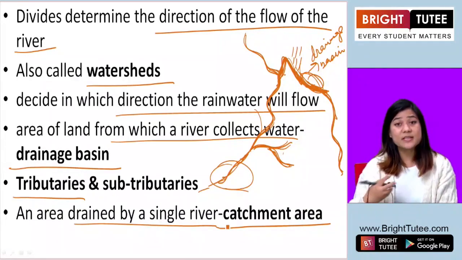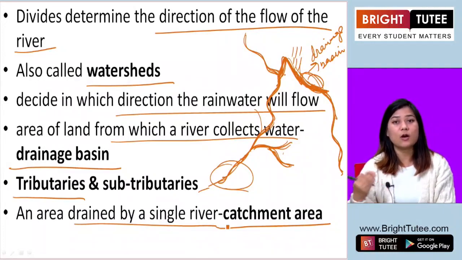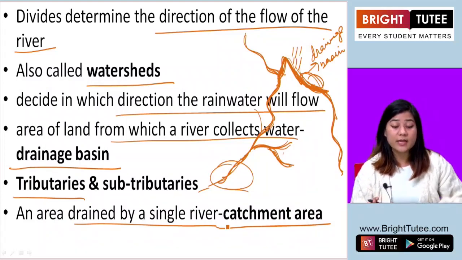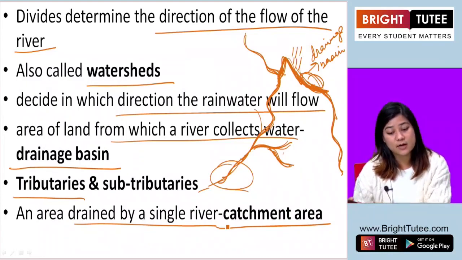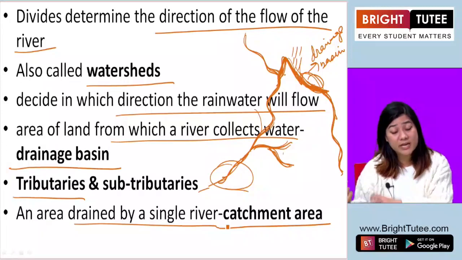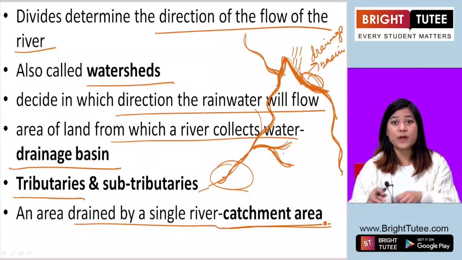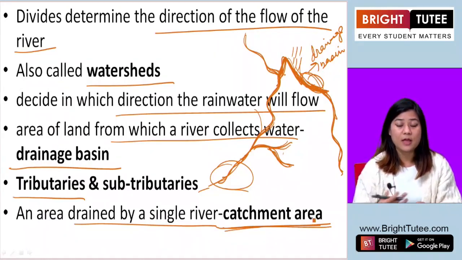So there are many terms that we are coming across as we go on with this chapter, and these terms are very important. Once we know what a water divide is, then we come to know what watersheds are. Then we also come to know what drainage basins are. Then we also come to know what a catchment area is, where a single river drains, the area in which it drains. So these are very important to remember as we go along with the chapter.